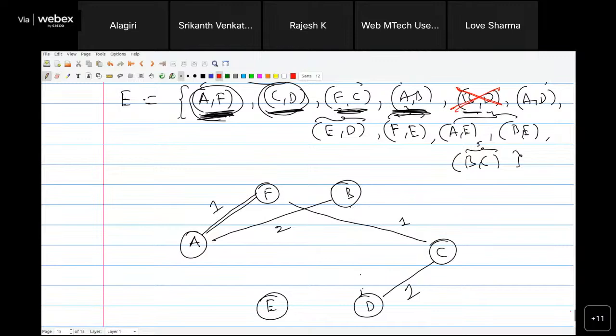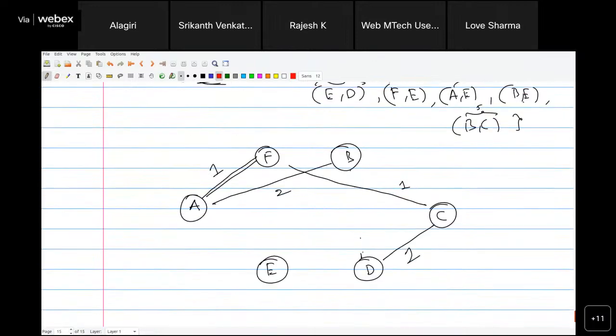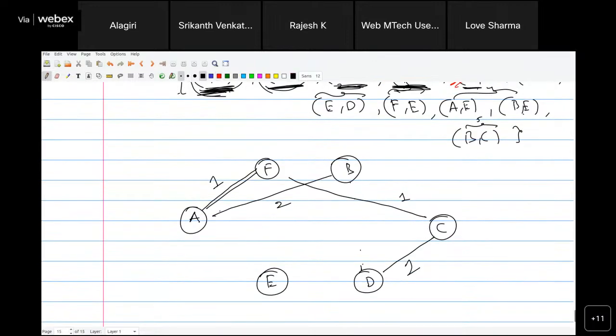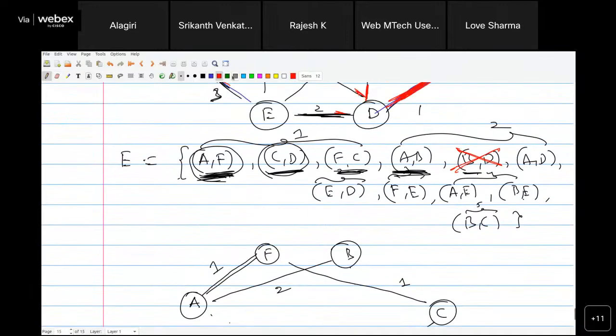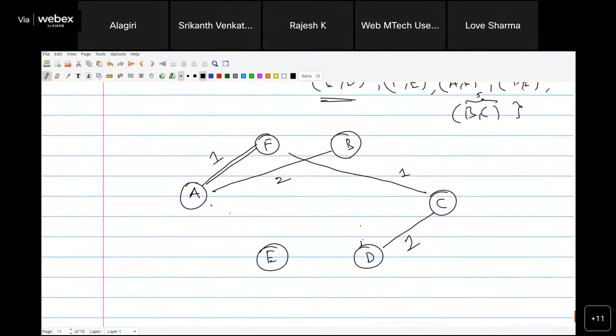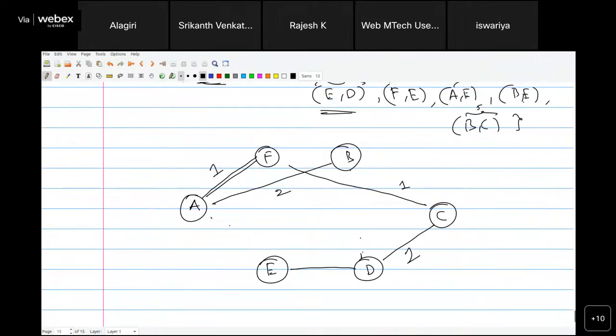Once he moves to AD, even here if you see, if he tries to add AD, this also creates a cycle, AFCDA. So therefore he will exclude AD also. He will not add it, and he will move to the next edge. Then the next edge is ED. So we will try to add edge ED. Adding edge ED doesn't create any cycle. So he will add it.